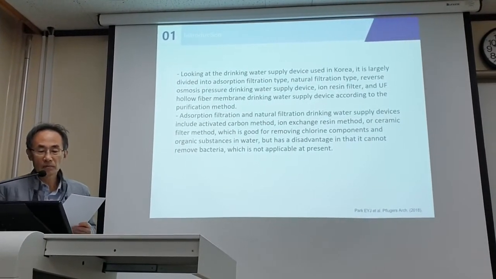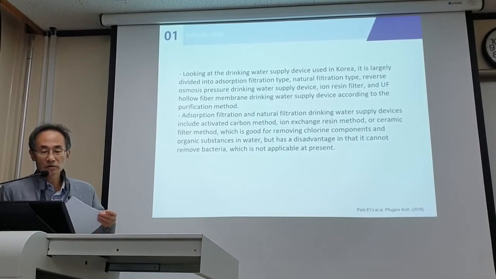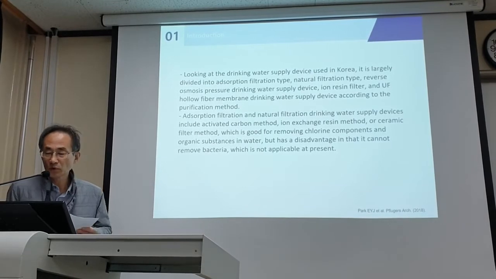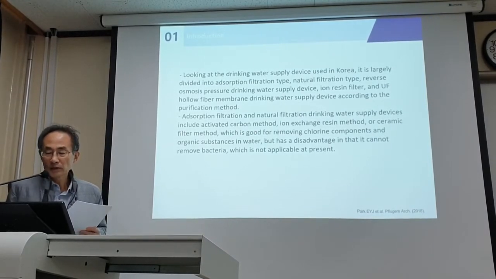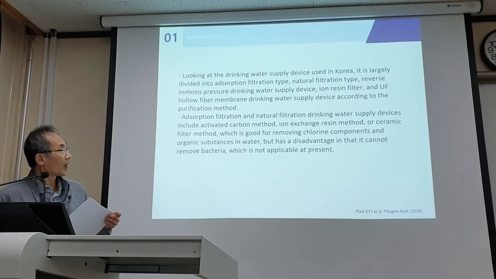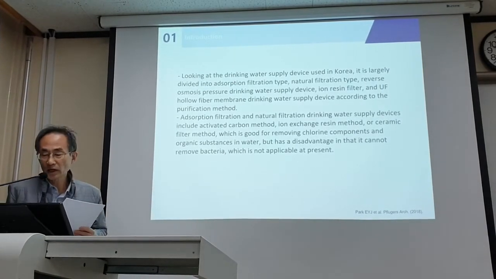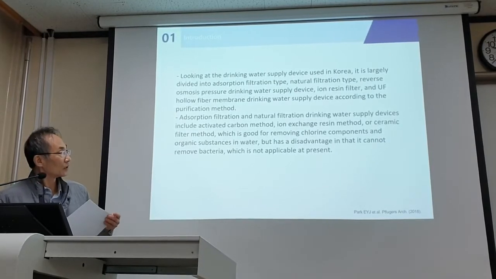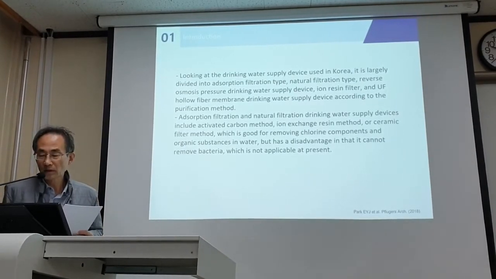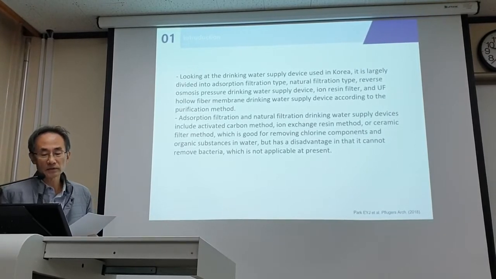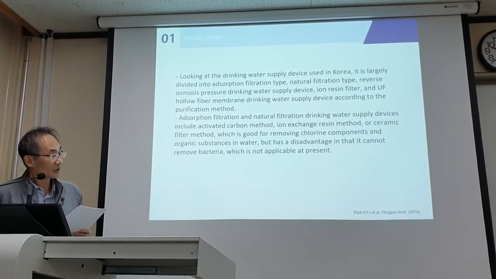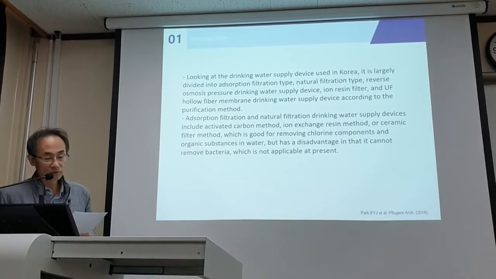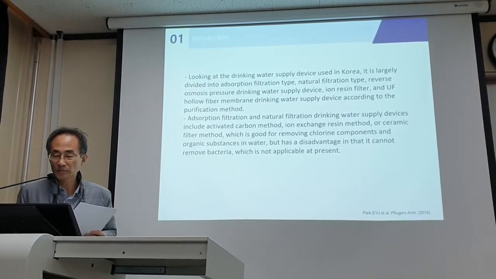Among those methods, absorption filtration and natural filtration drinking water supply devices include the activated carbon method, ion exchange raising method, or sterile filter method, which is good for removing chlorine components and organic substances in water. But it has the disadvantage that it cannot remove bacteria.